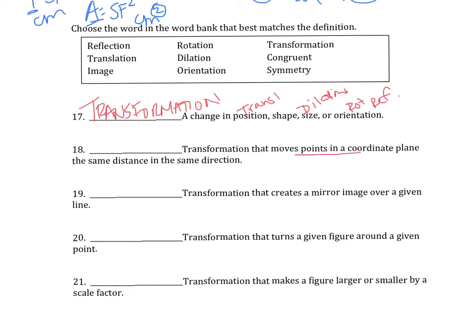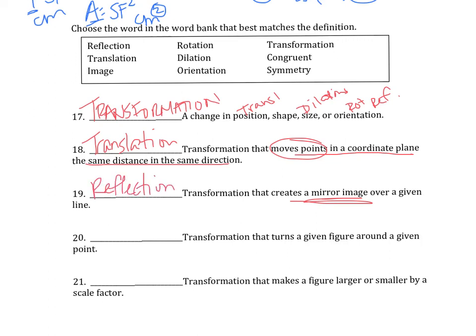Transformation that moves points the same distance in the same direction. So if it moves it, it's a translation. If it creates a mirror image, that's a reflection. And if it turns it, it's a rotation. And the last one, if it makes it larger or smaller by a scale factor, that's a dilation.